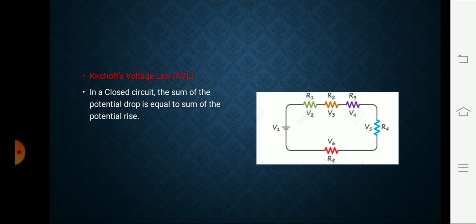The next one is the Kirchhoff voltage law. In a closed circuit, the sum of the potential drops is equal to the sum of the potential rises. In this diagram, we form a closed circuit, assuming the current direction is clockwise. We have a potential rise of V1, and potential drops V2, V3, V4, V5 and V6. From KVL, V1 is equal to V2 plus V3 plus V4 plus V5 plus V6.